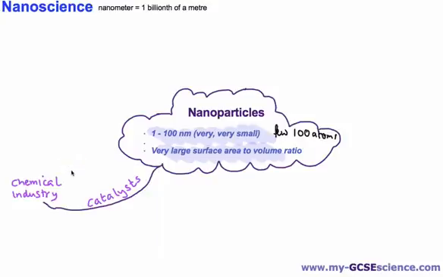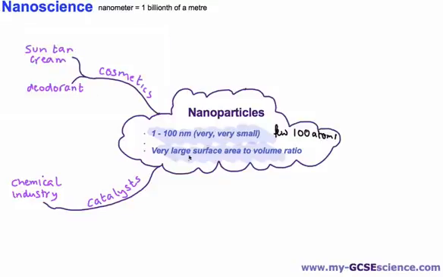If we start down here, they can be used for catalysts. Catalysts speed up chemical reactions, and if we've got nanoparticles with their massive surface area, and chemical reactions can happen on that surface, then we have much faster reactions, and it can be used in the chemical industry to speed up chemical reactions. Another use that is currently being used is suntan cream. That big surface area helps us to absorb much more UV light from the sun, and therefore makes suntan cream much more effective.